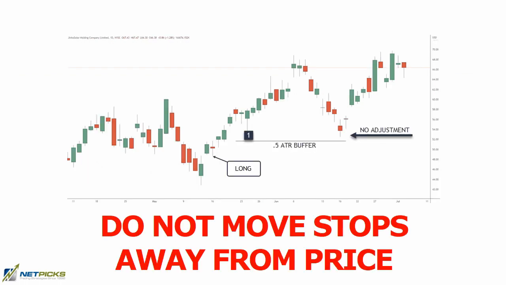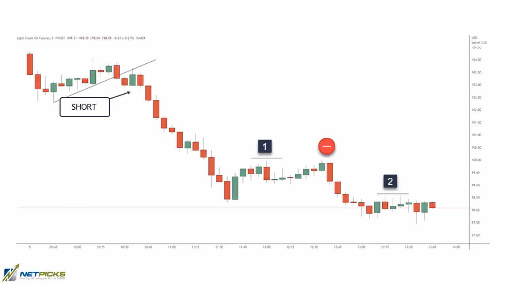We get another 7-bar adjustment. However, since the low of the candle minus the 0.5 ATR would move the stop further away from price, we're just going to leave it where it is.